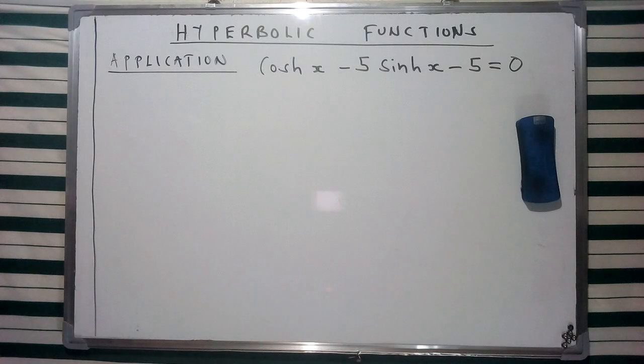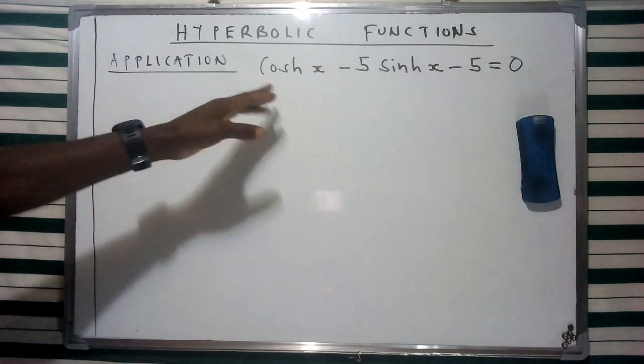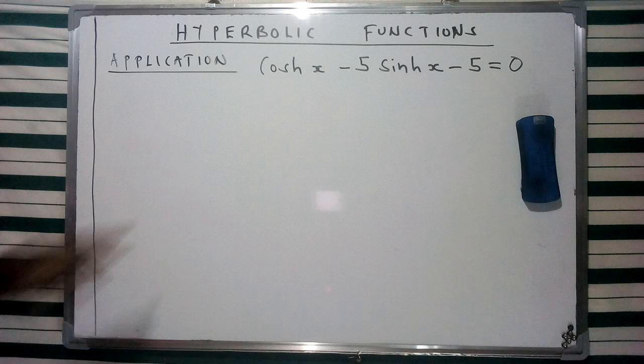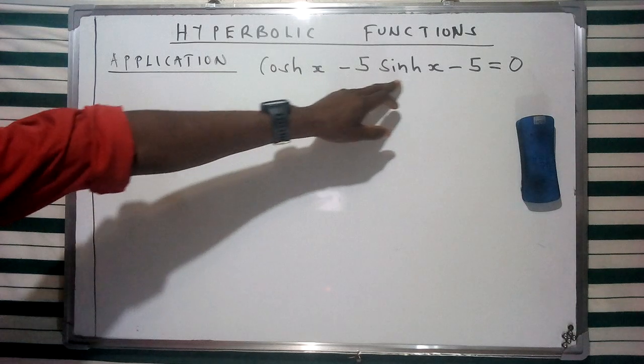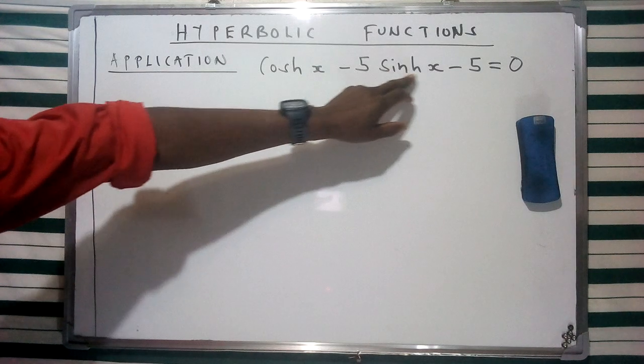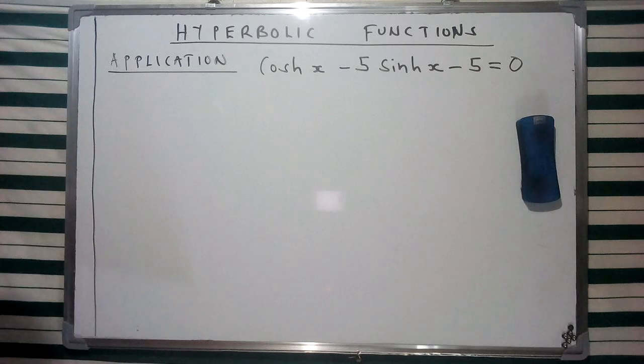Hi guys, in this video we're going to do one of the application problem sets of hyperbolic functions. This entails converting this representation into the complex analogies that we mentioned earlier in our first video, and thereafter we're going to look for the value of x. So this is: 5 minus the sinh x, 5 cosh x minus 5 is equal to 0.